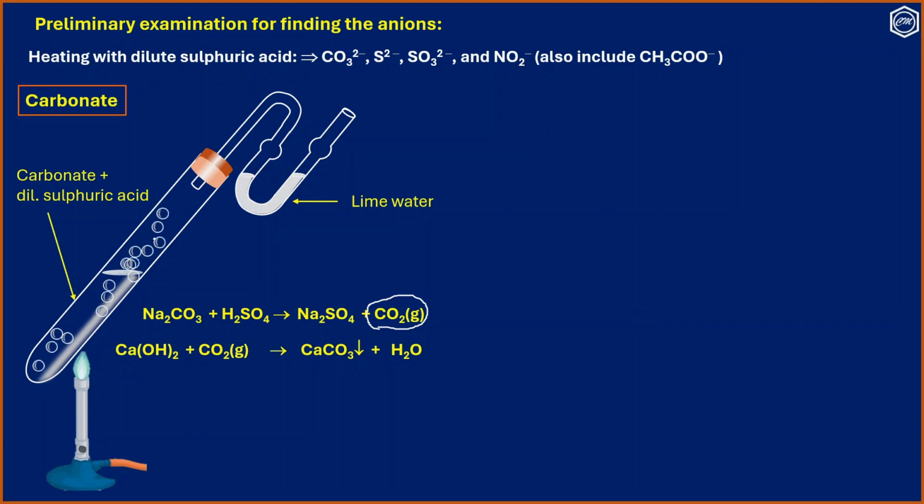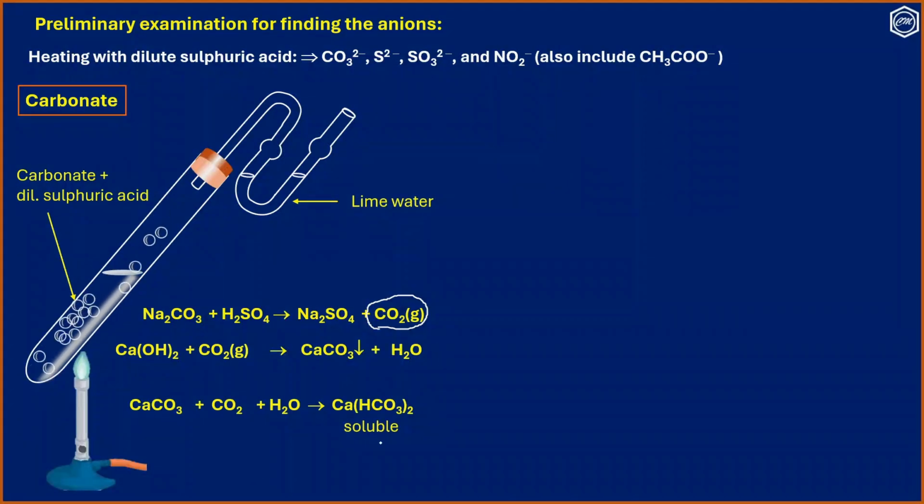Suppose that we go on passing carbon dioxide through the solution, that is, we are passing excess carbon dioxide, the milkiness of the lime water disappears. When we pass excess carbon dioxide through calcium hydroxide, it is converted to calcium hydrogen carbonate. The calcium carbonate reacts with the carbon dioxide giving calcium hydrogen carbonate, which is soluble in water. As a result, the milkiness disappears.